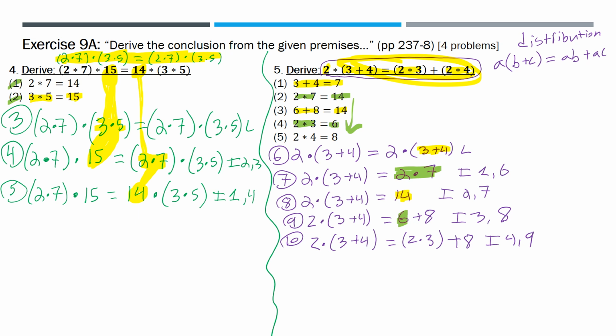And look, line 5 tells us that 2 times 4 is identical to 8. So for line 11, we get the desired conclusion. So therefore, it is the case that 2 times the quantity 3 plus 4 is equal to the quantity 2 times 3 plus the quantity 2 times 4 by the rule of identity, 5 and 10.